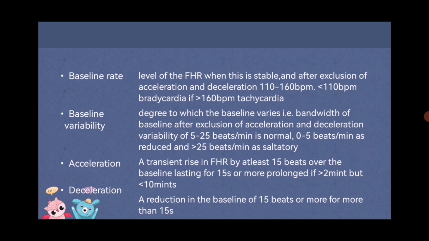Baseline variability is the degree to which the baseline varies. It is the bandwidth of baseline after exclusion of acceleration and deceleration. Variability of 5 to 25 beats per minute is normal. 0 to 5 beats per minute is reduced and more than 25 beats per minute is saltatory.